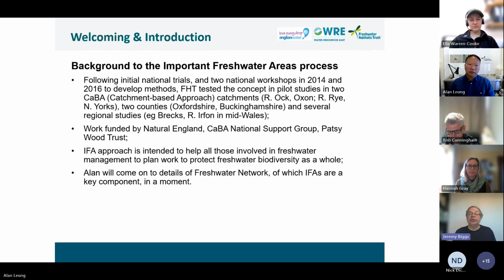We, as FHT, tested the concept some more in two CABA catchments, the River Ock in Oxfordshire and the River Rhine, North Yorkshire, to start introducing the idea to people managing catchments, to the organisations who are running catchments in different parts of the country. We've also piloted two counties, Oxfordshire and Buckinghamshire, close to our main base in Oxford, and a range of regional studies.